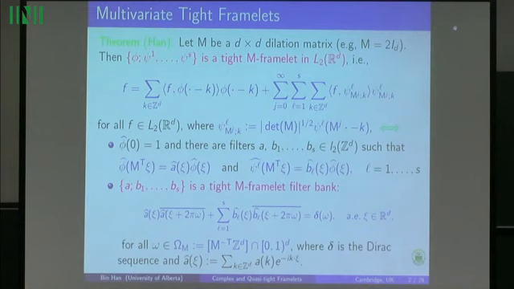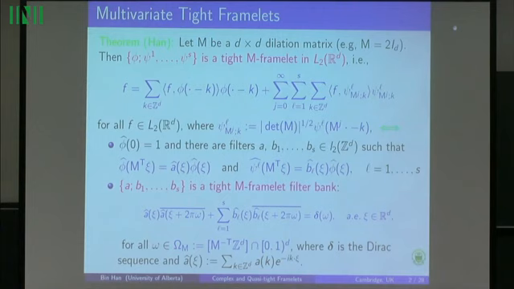So basically we are talking about multivariate tight framelets. Basically you take expanding integer matrices. You take M to be any integer matrix whose eigenvalues have a modulus greater than 1. The most popular choice for the dilation matrix is just the diagonal matrix with all the entries being 2. This is called a dyadic dilation. This is the most popular choice.